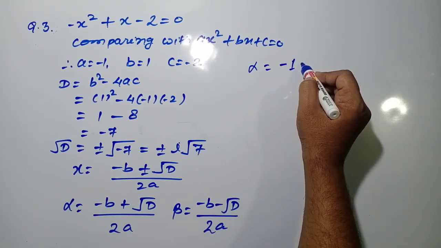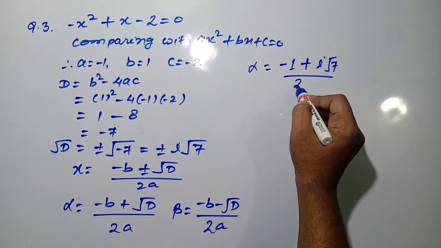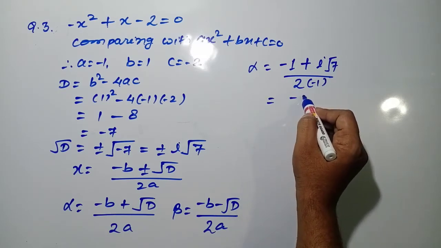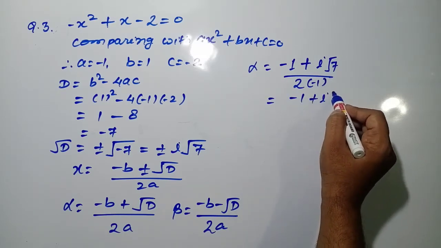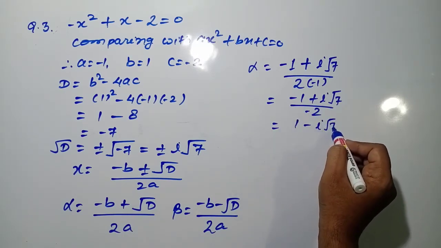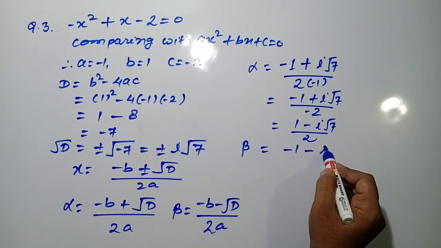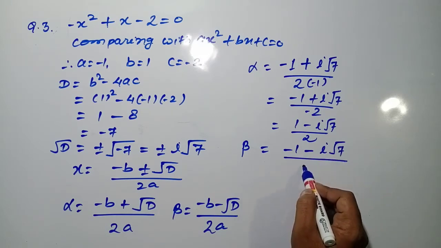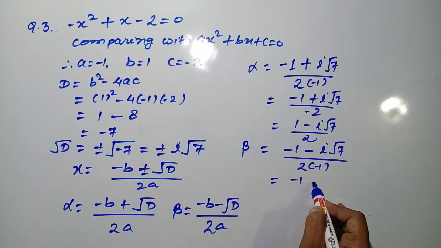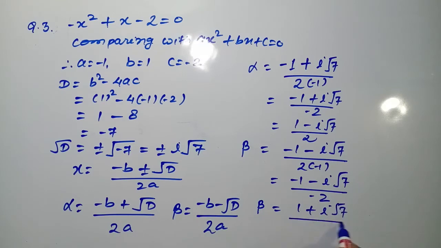So minus 1 plus iota root 7 upon 2a, 2 into minus 1. So we are getting minus 1 plus iota root 7 divided by minus 2. Similarly, we can write it as 1 minus iota root 7 by 2. Similarly, we will write beta minus 1 minus iota root 7 divided by 2 into minus 1. So minus 1 minus iota root 7 divided by minus 2. So simplifying it, we are getting 1 plus iota root 7 divided by 2.